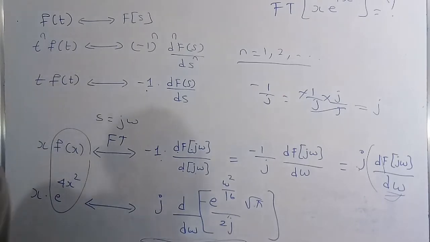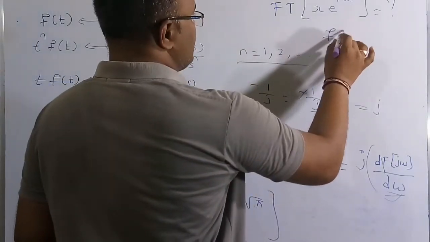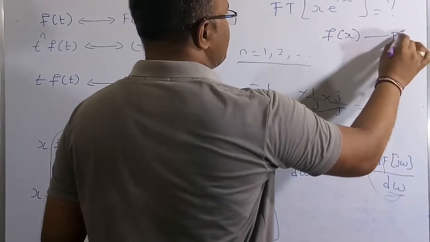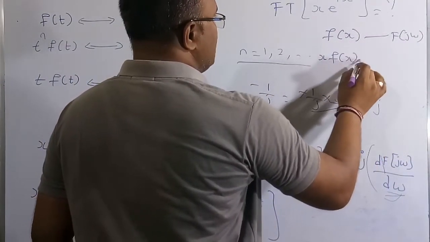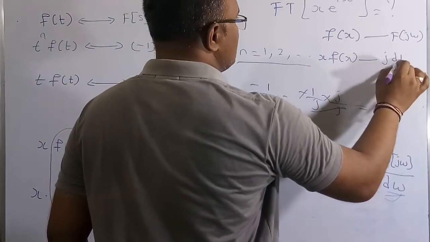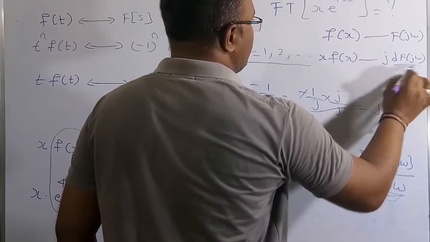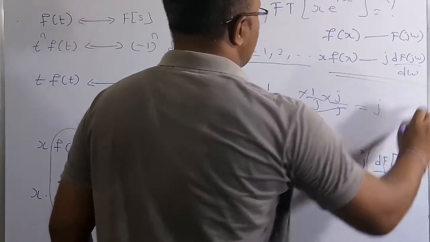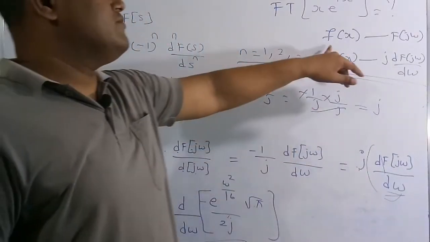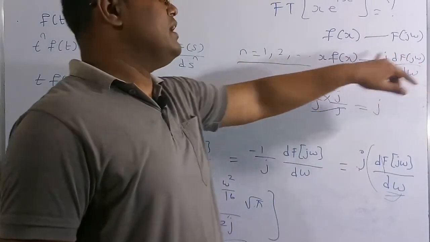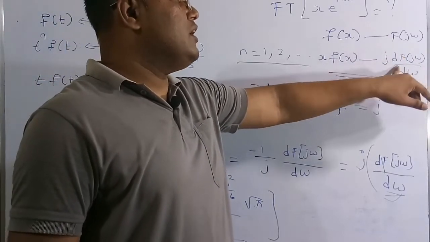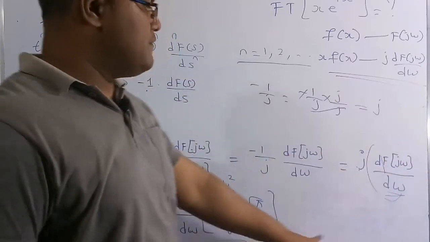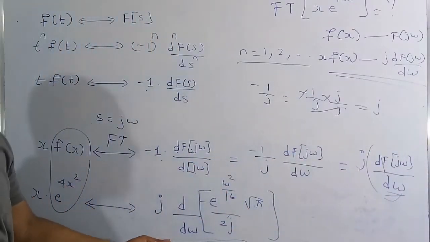Listen carefully. Suppose the Fourier transform of f of x is F of j omega, then for the function x into f of x, its Fourier transform is equal to j into dF of j omega by d omega. This is a formula that you always have to remember. For f of x, if the Fourier transform is F of j omega, then for x into f of x, the Fourier transform is j into dF of j omega by d omega. Same thing we are going to do here. So now we are going to solve this expression.